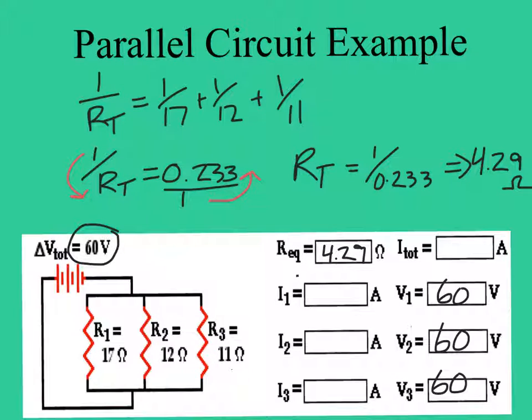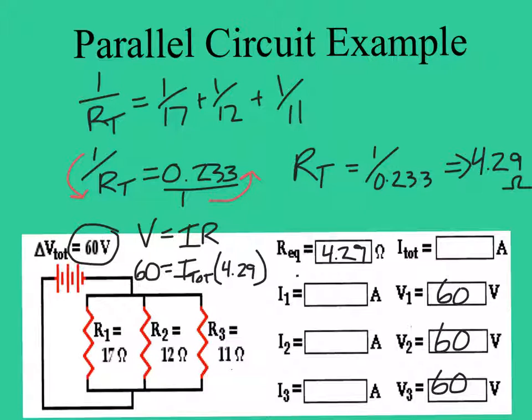Next, we can find either the individual currents or the total current. Let's start with the total current, since that's less work and I don't have as much room here. To find the total current, we want to use Ohm's law, V equals IR, but we want to use the big totals. So the total voltage we know of the system is 60 volts. We're trying to solve for the total current, so we'll leave it as that. And we want to use the total resistance for this problem, since we're finding total current, which is 4.29.